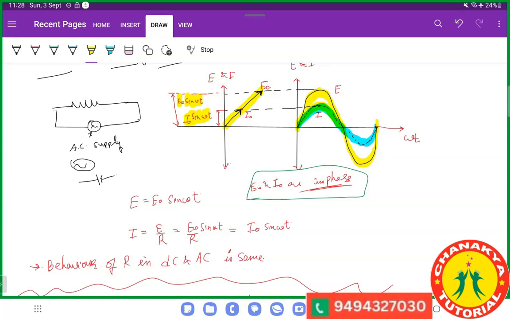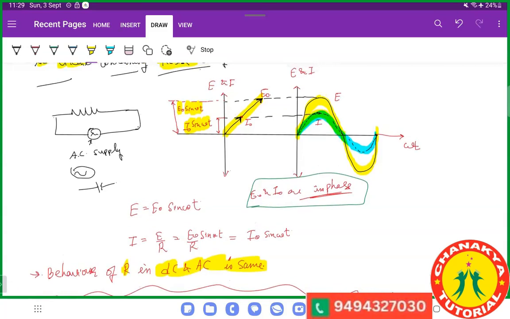This thing you already know. The resistor will behave in the same manner, let it be AC or DC, it doesn't matter. Still, it will work. Your fan is a type of resistor, but inside it has a coil, as well as capacitors. But if I take a general standard resistor, it will work the same, let it be an AC supply or DC supply. This is your DC supply. This is your AC supply.